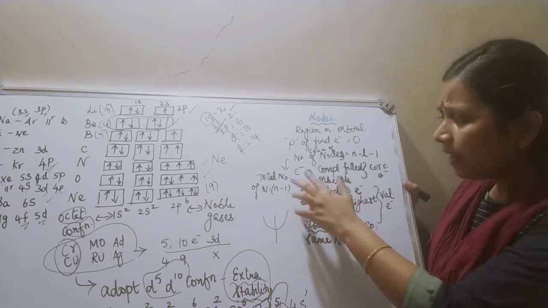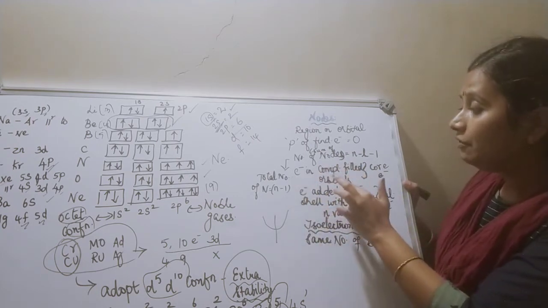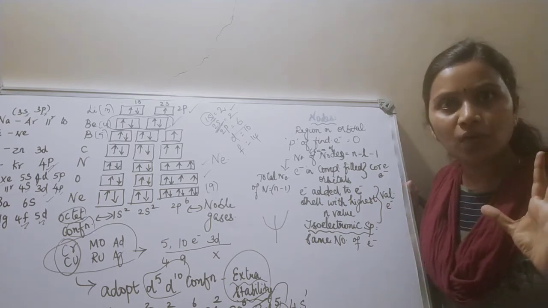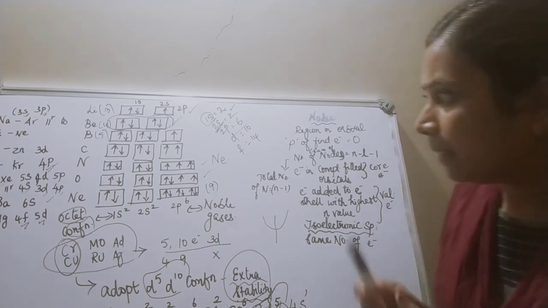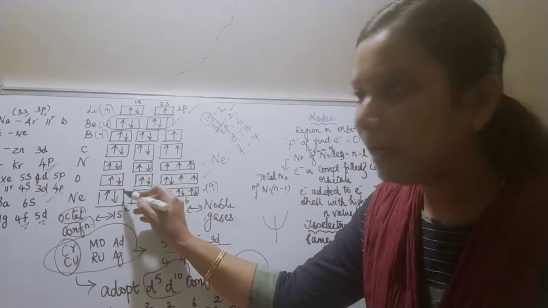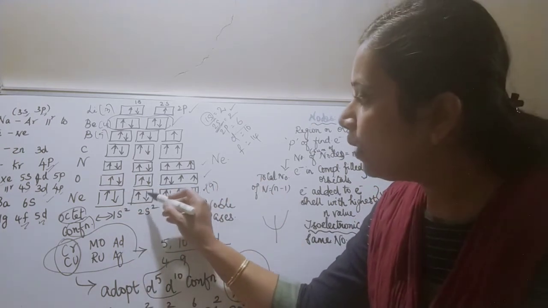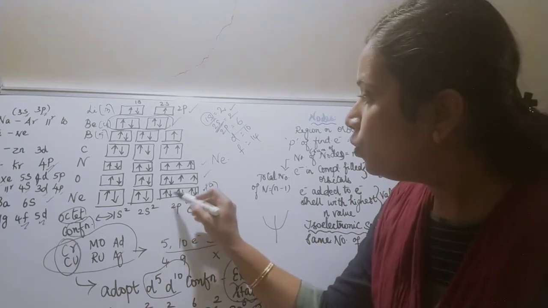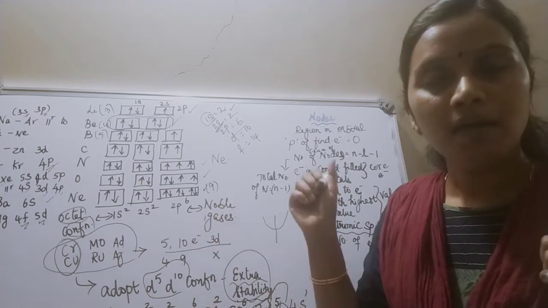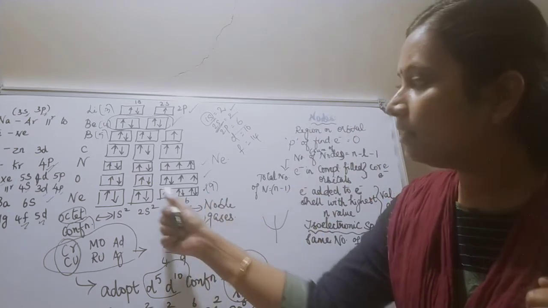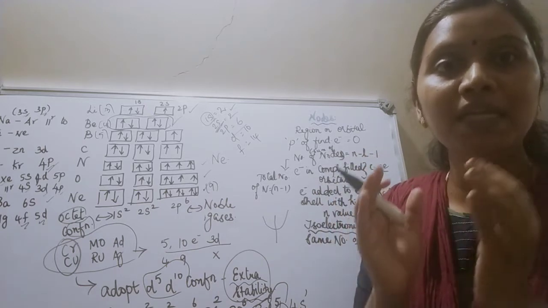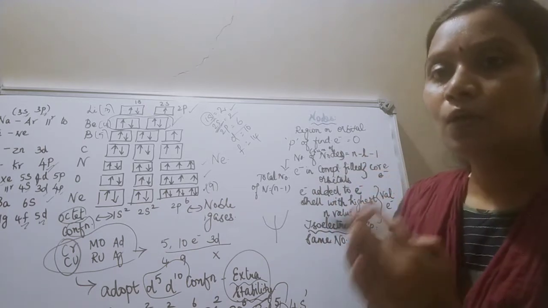And electrons which are present in a completely filled orbital are called core electrons. When it is completely filled, then those electrons are called core electrons. Say for example, neon is a core electron. Why, children? Because 1s2 is completely filled, 2s2 completely filled, 2p6 completely filled. So neon's configuration is a stable configuration, and these electrons are called core electrons.